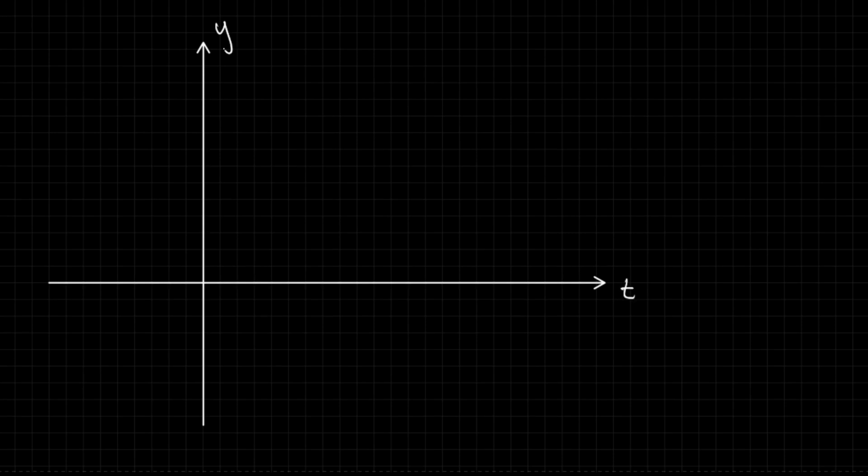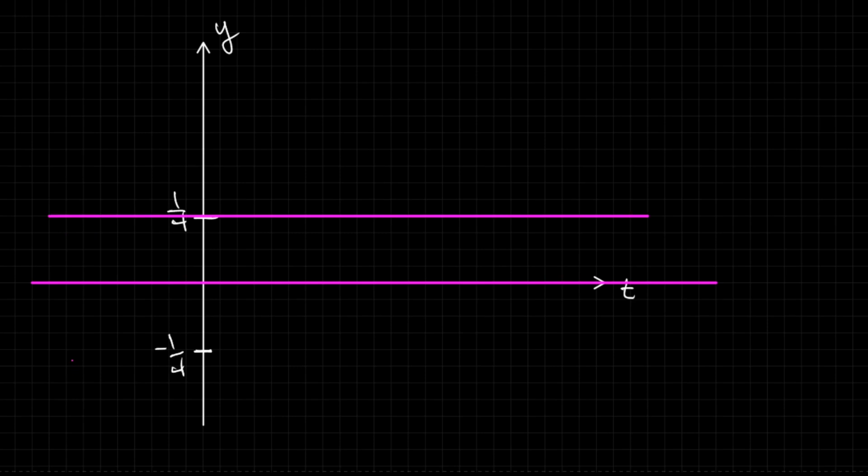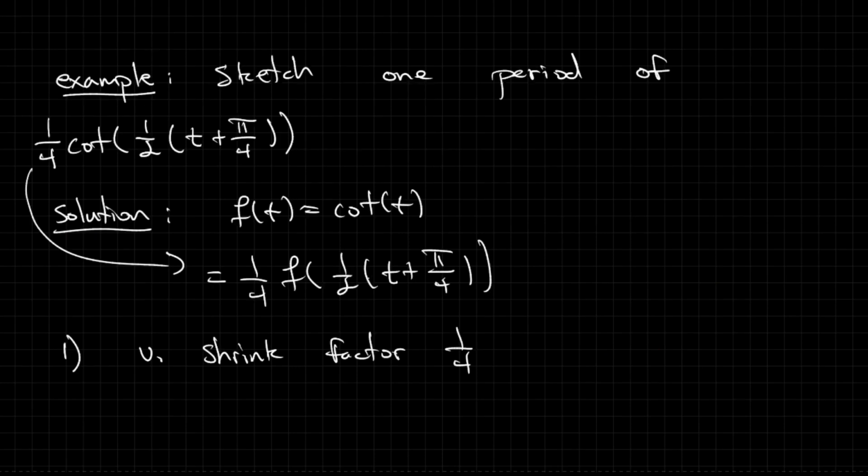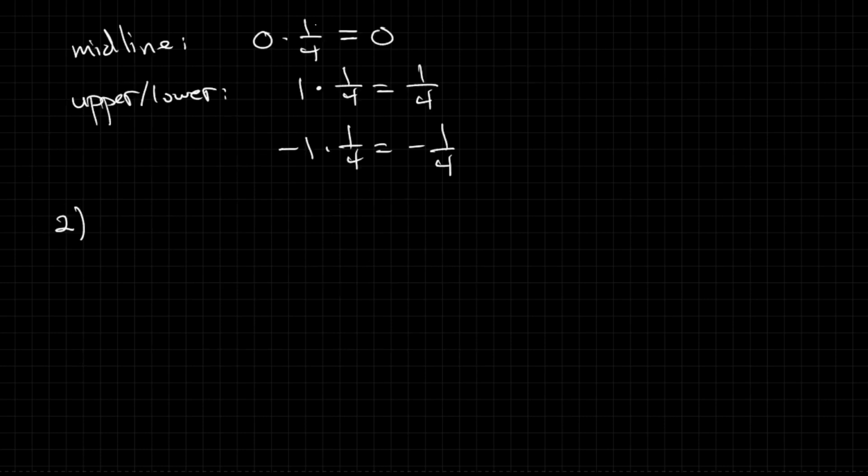So here's my t, here's my y, and I think I'll make this 1/4 and this minus 1/4. And so I have my midline here, my upper line here, my lower line down here. Now let's identify the horizontal transformations and apply them to the asymptotes and get our important t coordinates. So we have a horizontal stretch by 2 and a left shift by pi over 4.